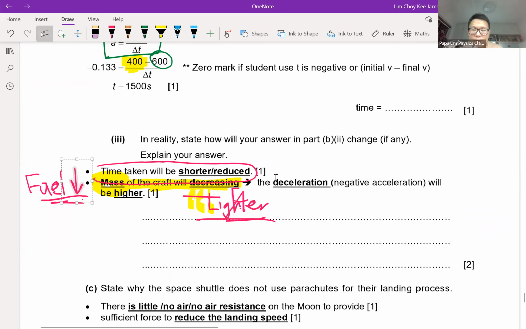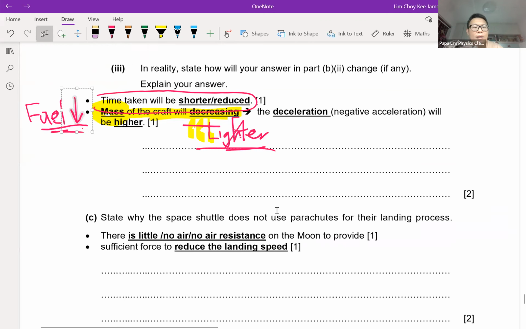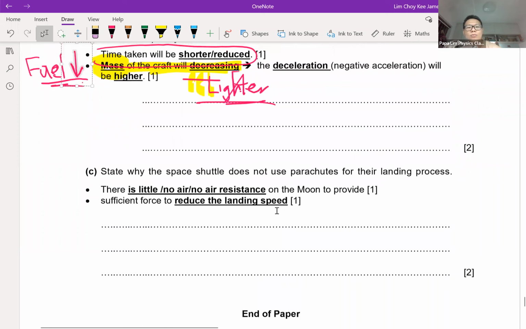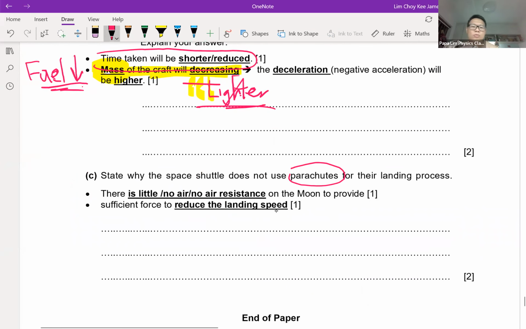That is according to the landing process, 1 and 2. Then after that, the part C question is why I don't use a parachute for the landing process. You will say it's a common thing that we use for parachuting here on Earth. The moment you want to parachute, I want to increase my air resistance, and what I want to do is reduce my terminal velocity, slow it down, so that I will not crash down on the earth straight away.